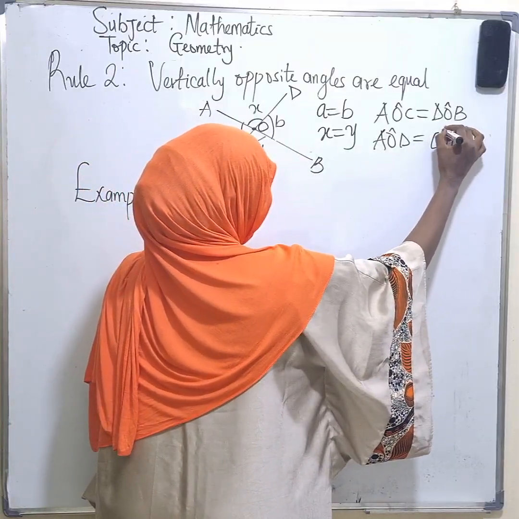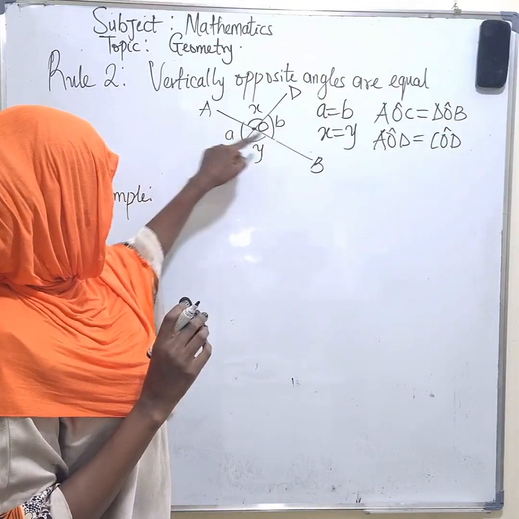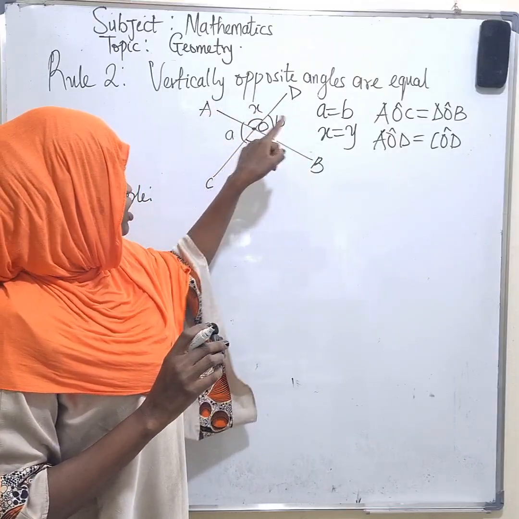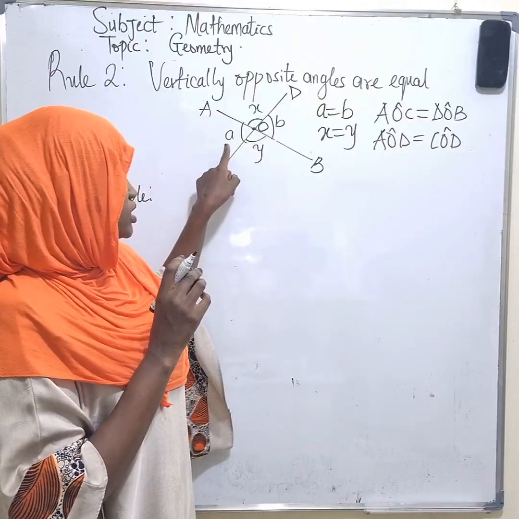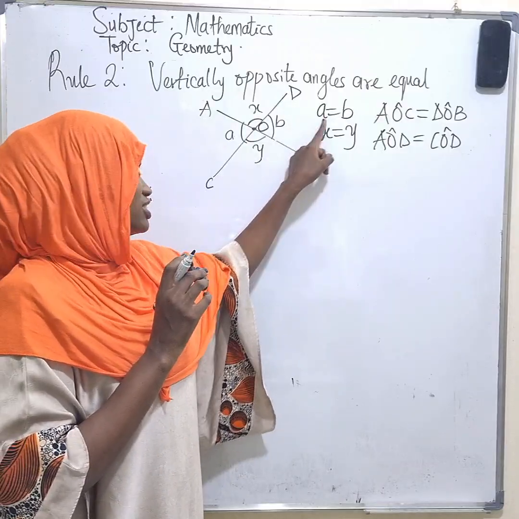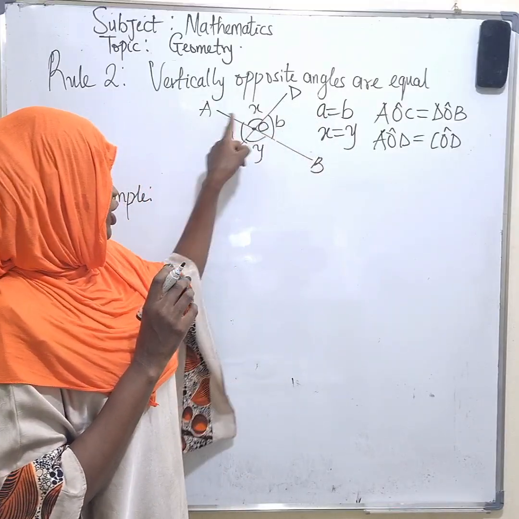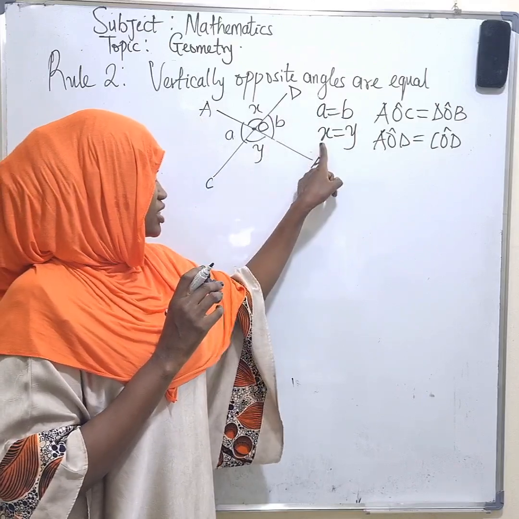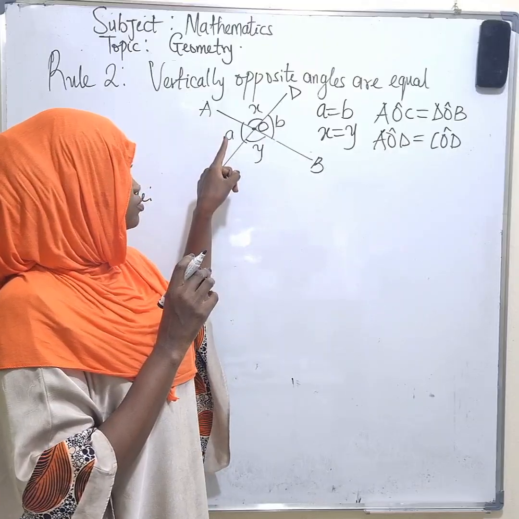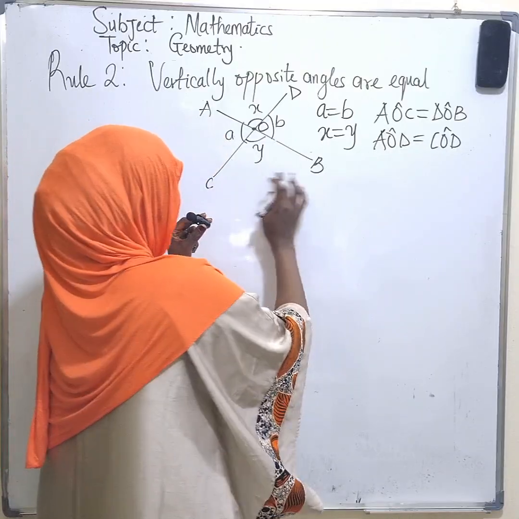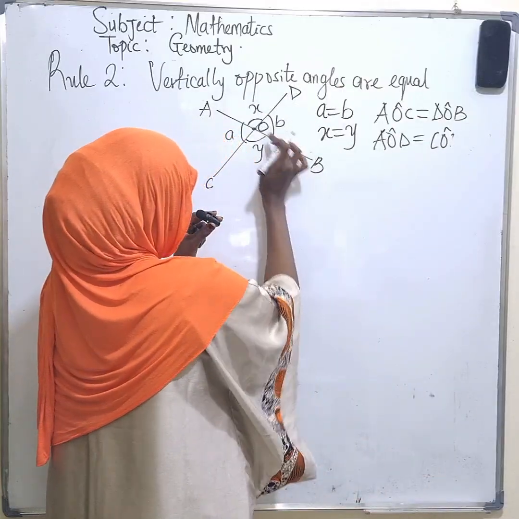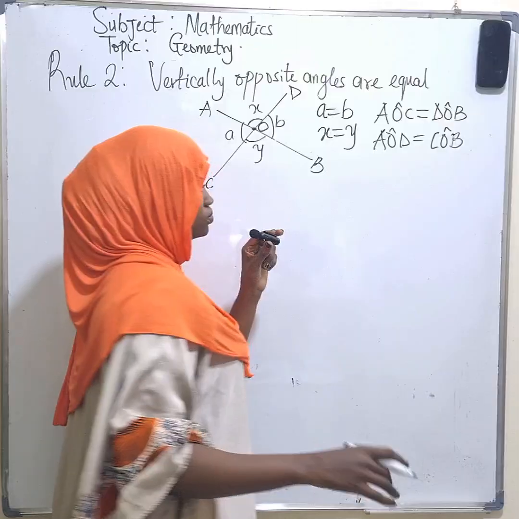If you look at it, angle AOC is A, which is equal to angle DOB, which is the B, right? That's what I interpreted here. While angle AOD, which is X, is equal to angle, okay, sorry, this is supposed to be angle COB. Angle AOD is equal to angle COB. Okay, so that is it.